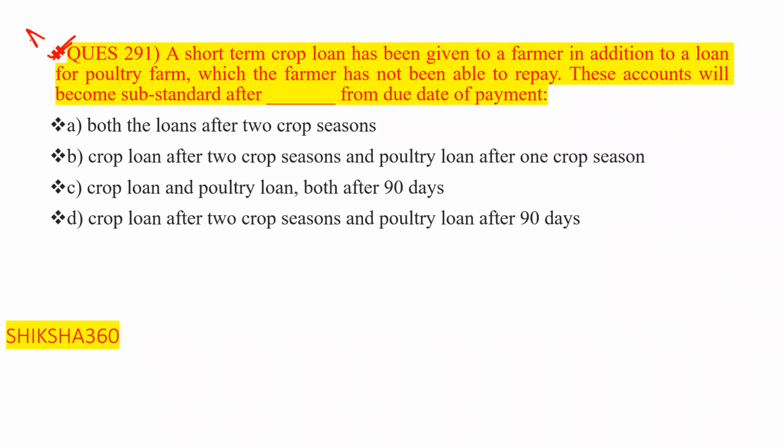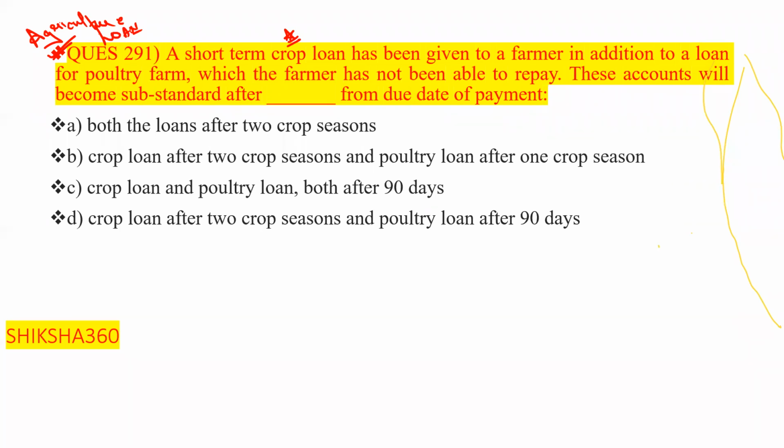That is regarding the agriculture loan. Okay. So a short-term crop loan has been given to a farmer in addition to a loan for a poultry farm, which the farmer has not been able to pay. Clear? So these accounts will become substandard after dash from the due date of payment.